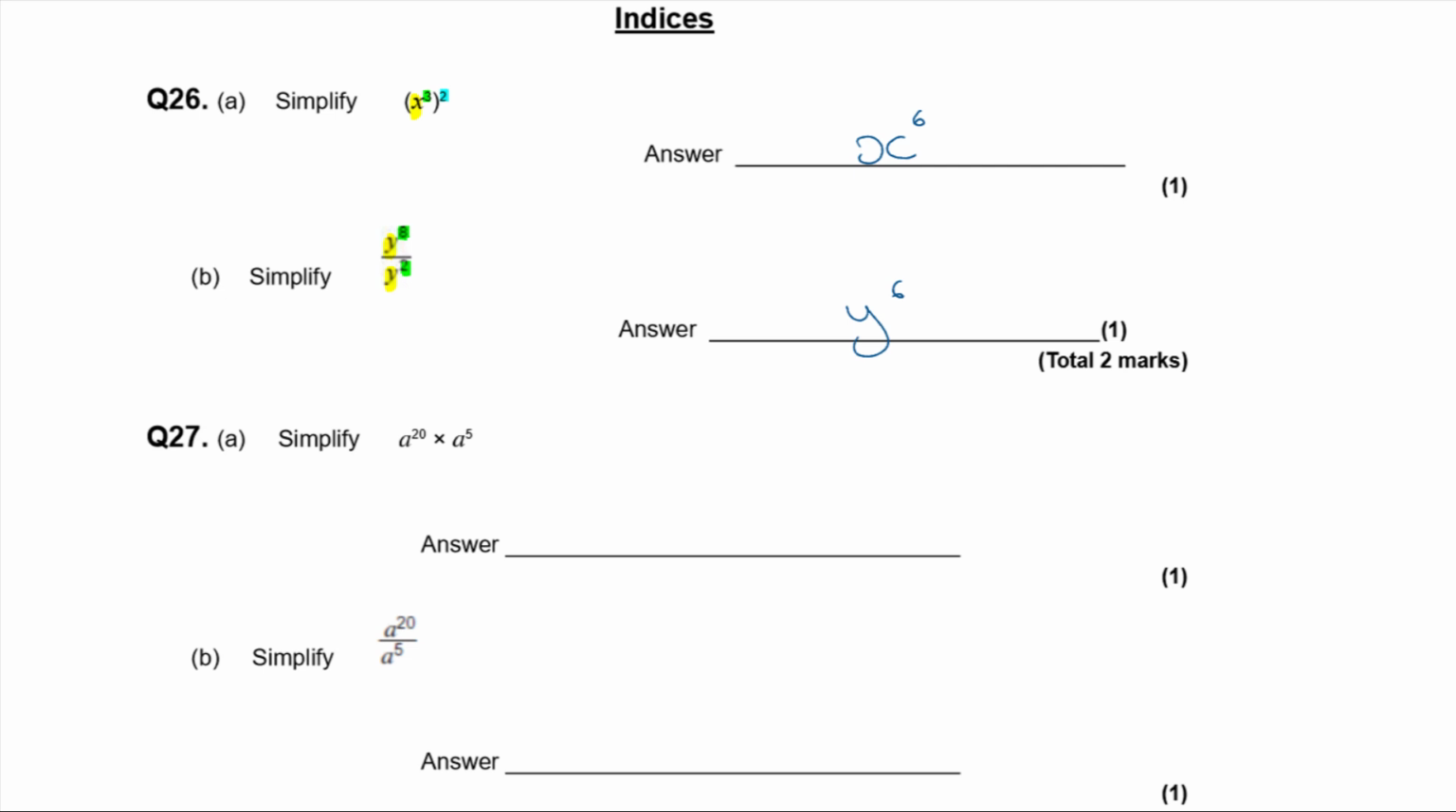Here we've got 2 numbers with the same base, and we're multiplying them together. So with this one, we add the indices together. So that's going to be a to the power of 20 plus 5. It's going to be a to the power of 25.